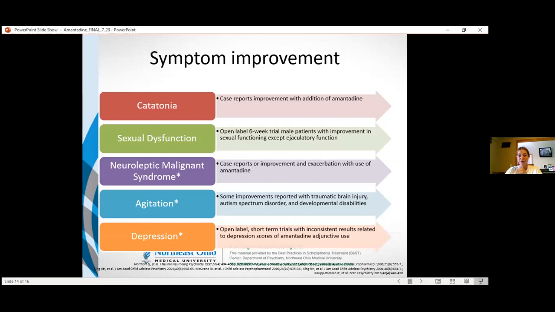So if some patients are doing well, have been stable, but really are suffering from some of these long-term adverse effects that we know happen with our antipsychotic medications, this may be a potential option to assist them with that.